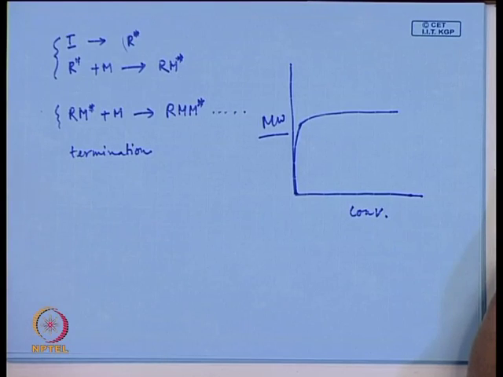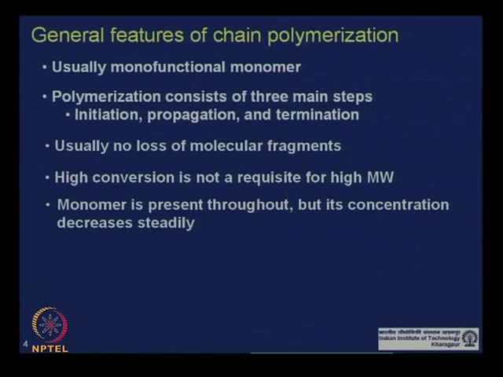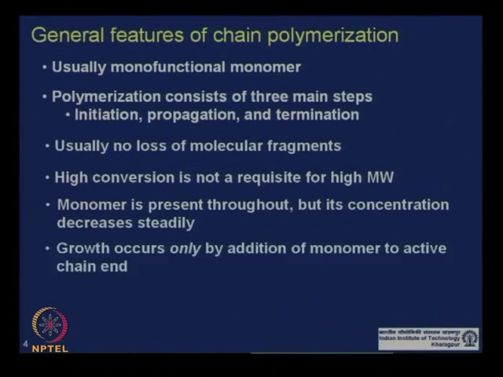Now, in chain polymerization, monomer is present throughout, but its concentration decreases gradually or steadily. And we also know that during this chain polymerization, we have only monomer or high molecular weight polymers. We do not have intermediate molecular weight oligomers like in step growth polymerization. We have either monomer and high molecular weight polymers, and also these initiator molecules and solvent if required.